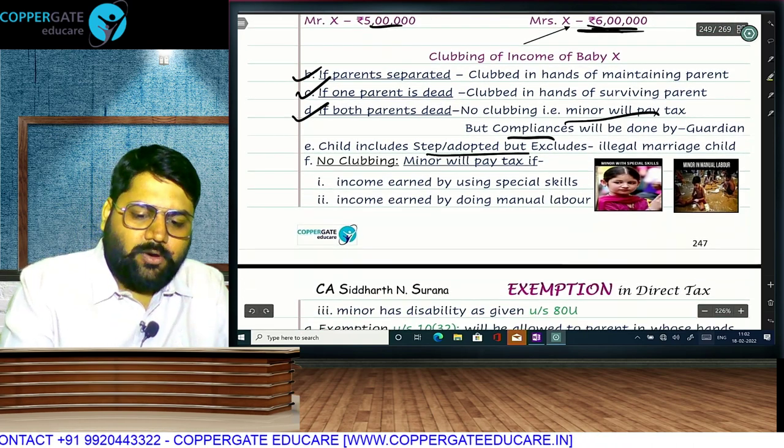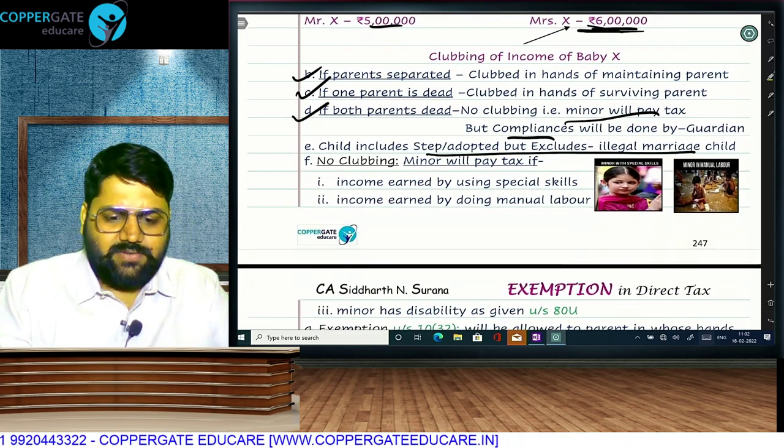Child will include stepchild and adopted child, but if it is an illegitimate child from an illegal marriage, it will not be included.